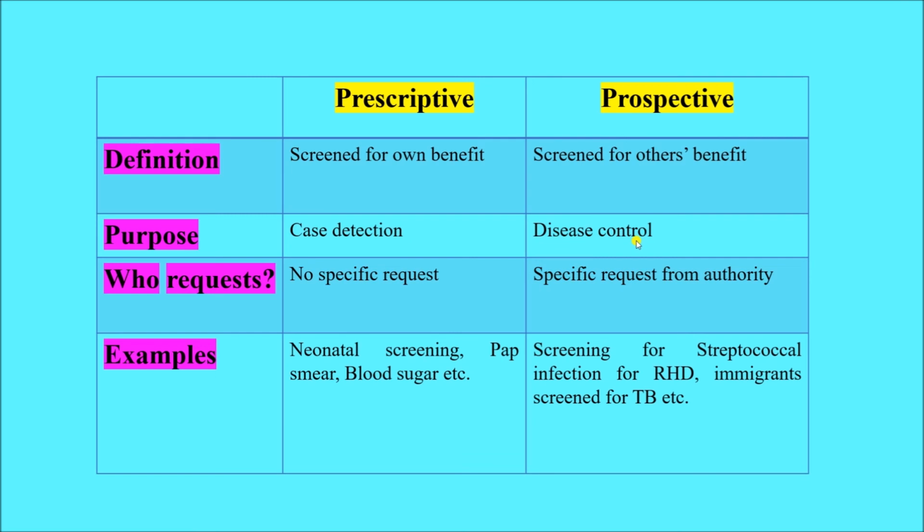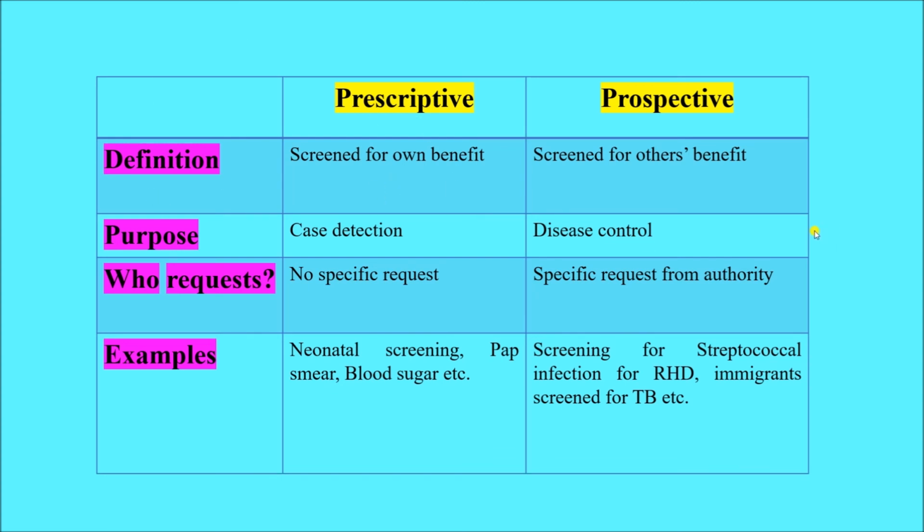For example, if a person is found to have a disease after application of a screening test, it is prescriptive screening, because now the person knows that he has the disease and it actually benefits him.